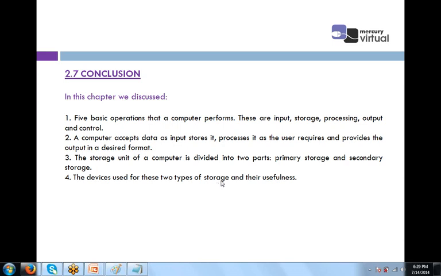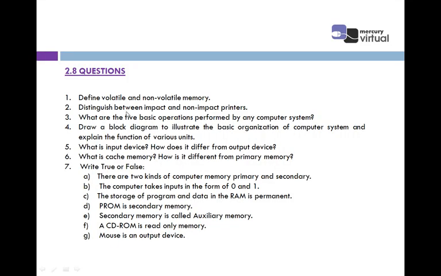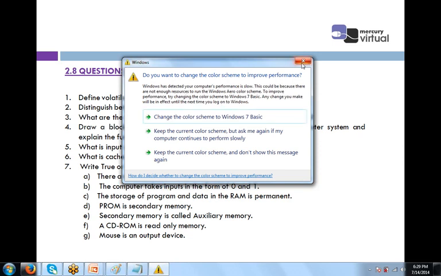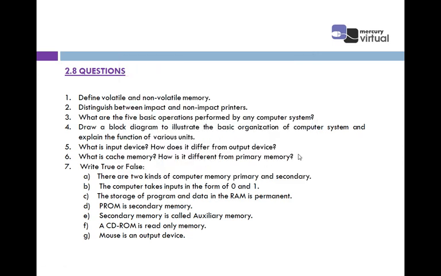Now let's see some question answers. This is the main part of the training. The first question is: define volatile memory and non-volatile memory. The answer is: volatile memory is memory which loses its contents when the power has gone. It means when the light cuts off, the contents of the memory are lost. That is your volatile memory. But in non-volatile memory, the data will remain in the computer even when the power has gone. It means when the light cuts off, the data is not lost. That is your non-volatile memory.